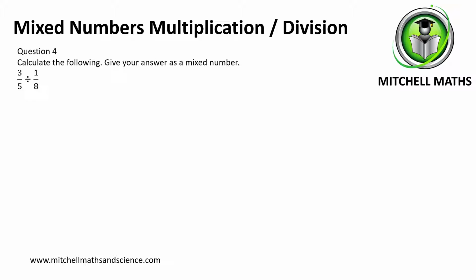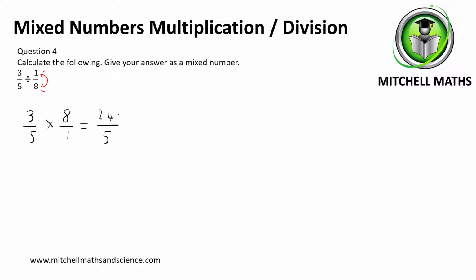Now let's have a look at dividing fractions. When you're dividing fractions, what you need to do is flip the second fraction and multiply. So I'm going to flip 1/8 over, and I'm going to multiply by that fraction. What that'll give me is 3/5 multiplied by 8 over 1. 3 times 8 is 24. 5 times 1 is 5.